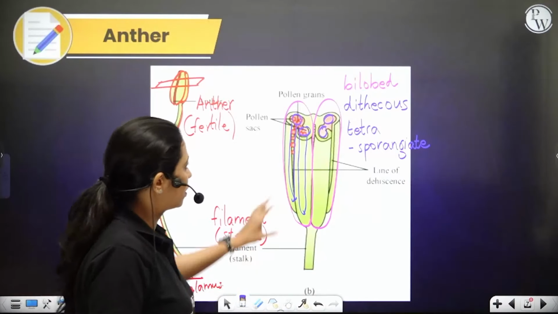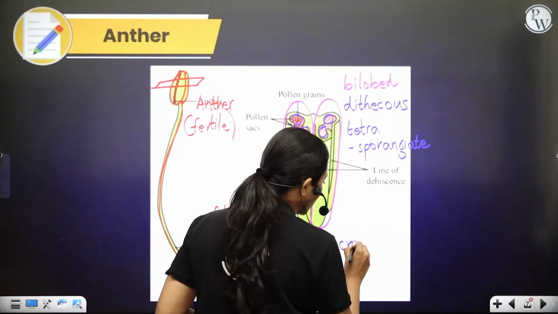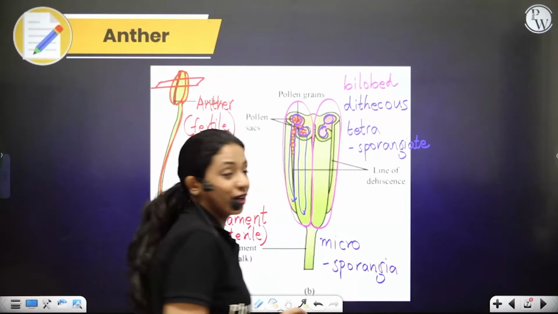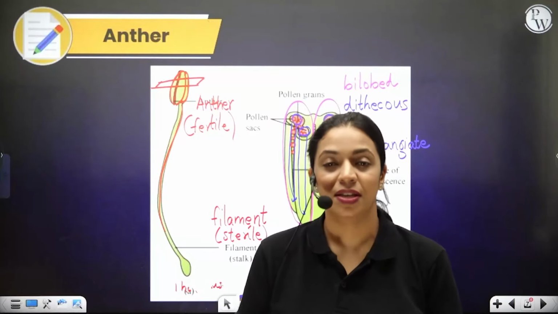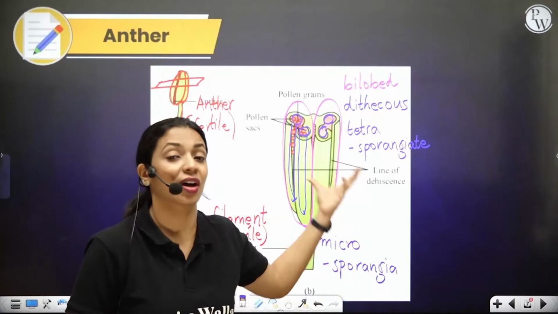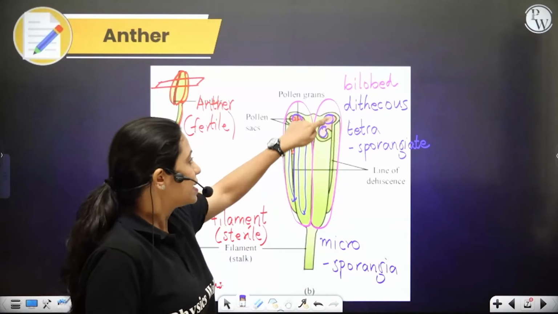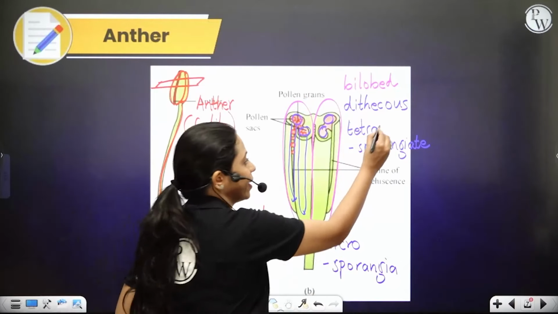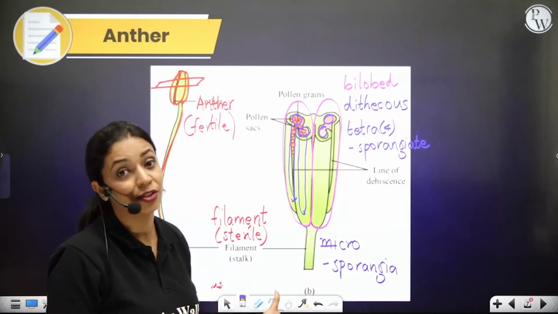Now, these pollen sacs are also called microsporangia. What is sporangia? Sporangia are those structures that will have the ability to produce spores. Spore producing structures are called sporangia. Here we are calling the pollen sacs microsporangia. That is because it is within these microsporangia that the pollen grains will be produced, right? So, since there are 4 such microsporangia, we say that the anther is tetrasporangiate. Tetra means 4. Okay. So, this is about the basic structure of an anther.